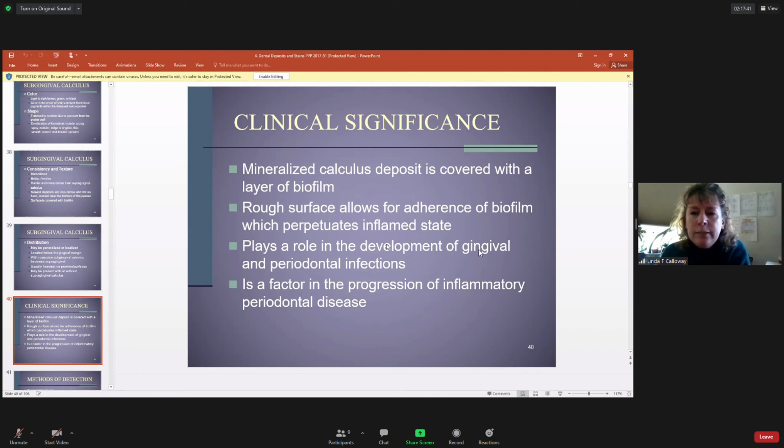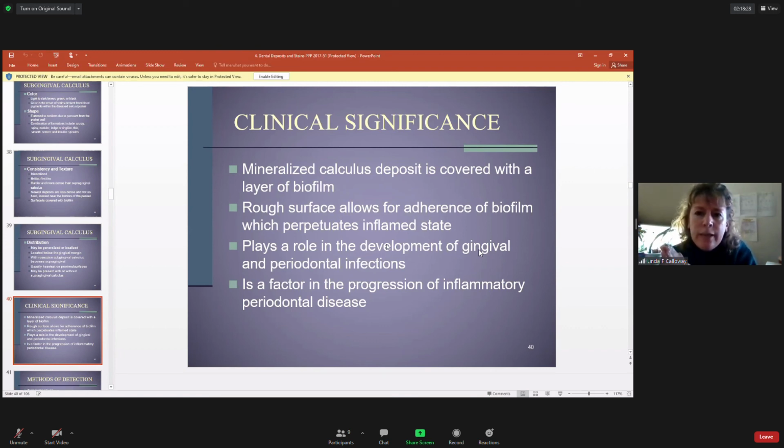Mineralized calculus deposits are always covered with a layer of biofilm. The rough surface allows for adherence of biofilm, which perpetuates the inflamed state and plays a role in the development of gingival and periodontal infections. So bacteria, the biofilm, the bacterial layer, is constantly excreting an acidic presence. And according to what kind of bacteria your biofilm is made of is how acidic it is.